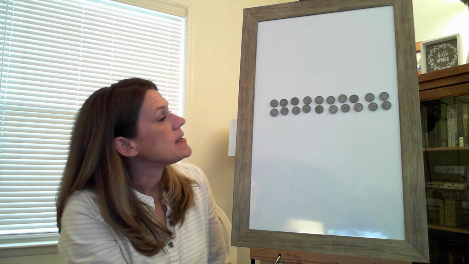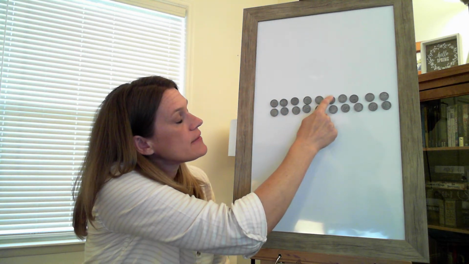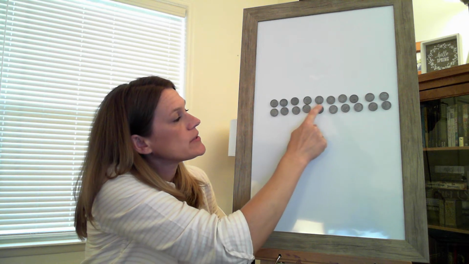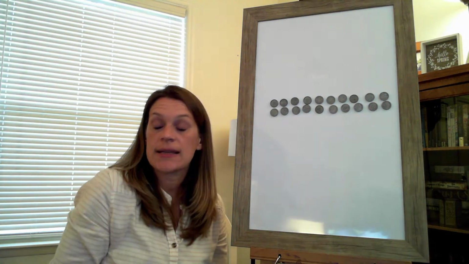So how many nickels did it take? Let's count. 1, 2, 3, 4, 5, 6, 7, 8, 9, 10, 11, 12, 13, 14, 15, 16, 17, 18, 19, 20. 20 nickels.